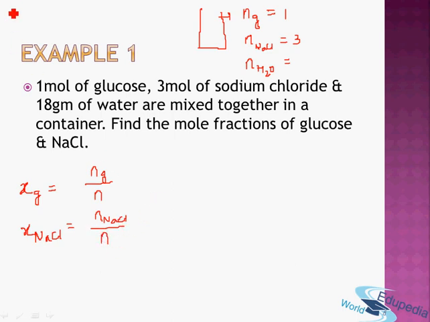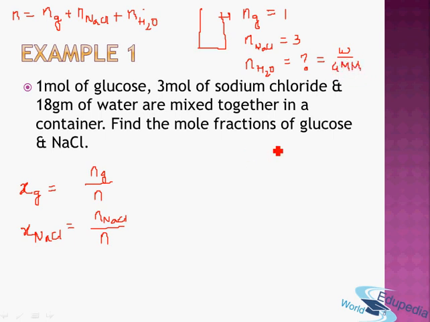So what I have to do is calculate total moles. Total moles N will be N glucose plus N NaCl plus N H2O. I already know N glucose is 1 and N NaCl is 3, but what I do not know is moles of water. What I have is the mass of water, so it's quite simple to go to moles. We know that moles of a substance is given by mass divided by gram molar mass.